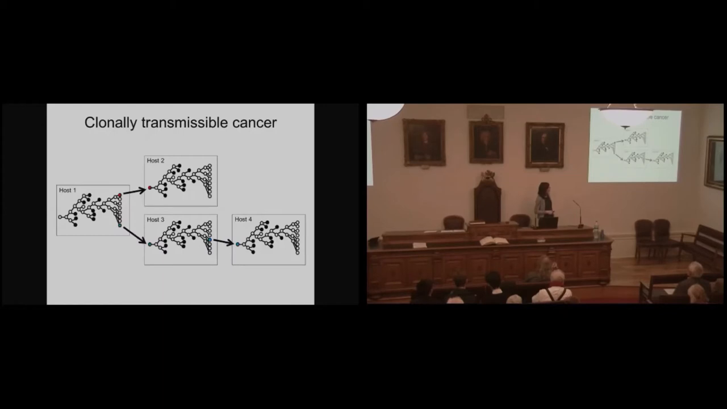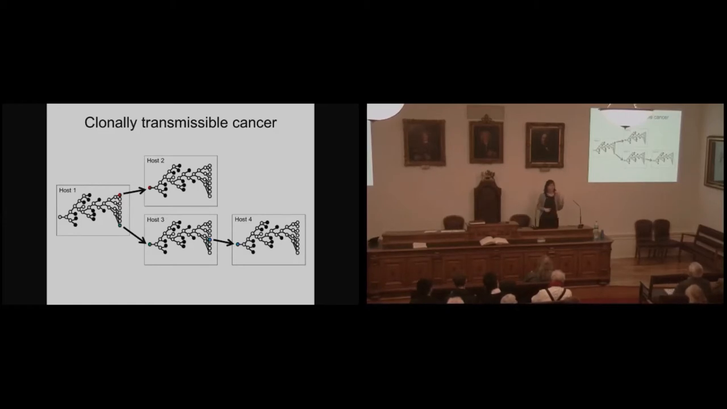Our research, on the other hand, is on cancers where this is not the case. These are transmissible cancers which are able to survive beyond the deaths of the original host that first gave rise to them by the transplantation of cancer cells between hosts. So this is shown here. A cancer arises in the normal way from a single cell in one individual. It evolves, it becomes a cancer.